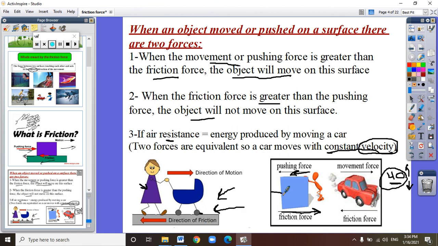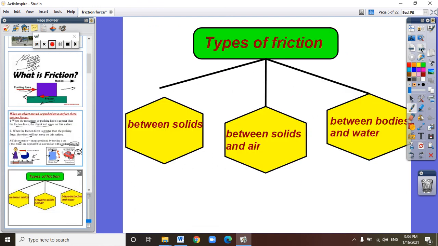When the friction force is bigger than the moving force, the body will, very good, not move. If the friction force and the movement force are equal, the body will move at constant velocity or constant speed. So we finished the definition of the friction.